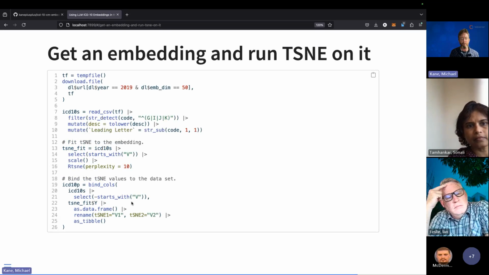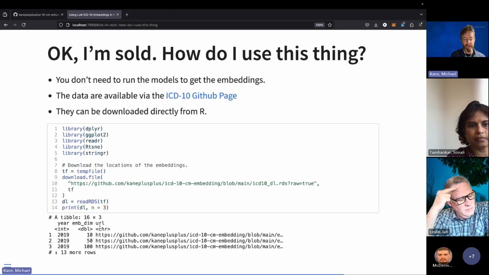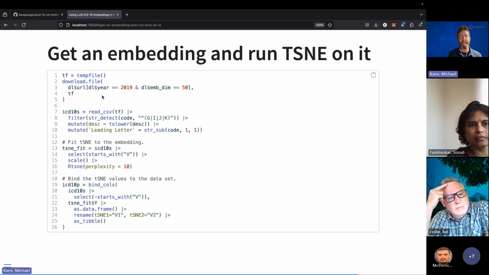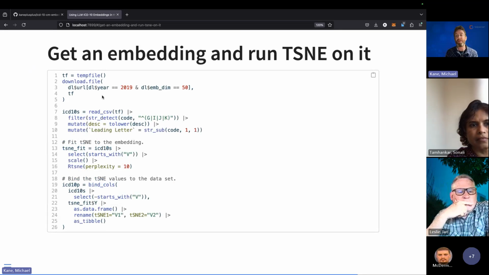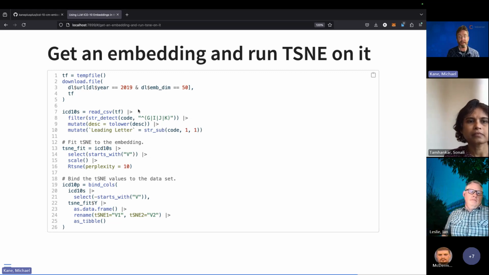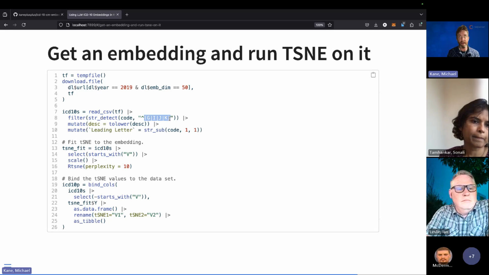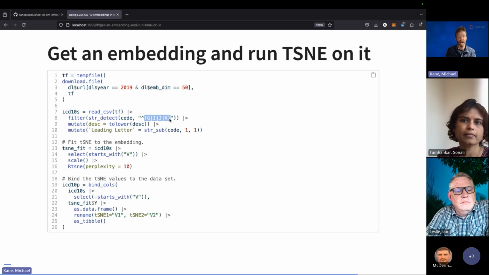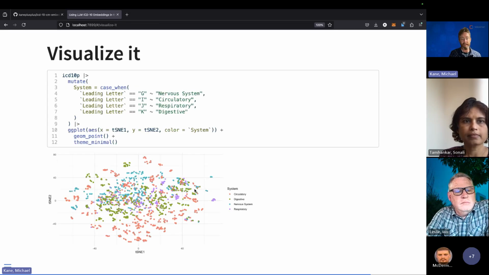If you actually want to grab one of the data sets, basically all you have to do is say, give me the URL, which is again this third column, where in this case I'm getting the year 2019, where the embedding dimension is 50. All right. After that, I'm going to grab a subset of the categories. The reason for that is this is just meant to be kind of a quick example, where I might be interested in a subset of the categories. I'm going to grab those. I'm going to fit a tsne to it, and then I'm going to do a visualization for it, right?